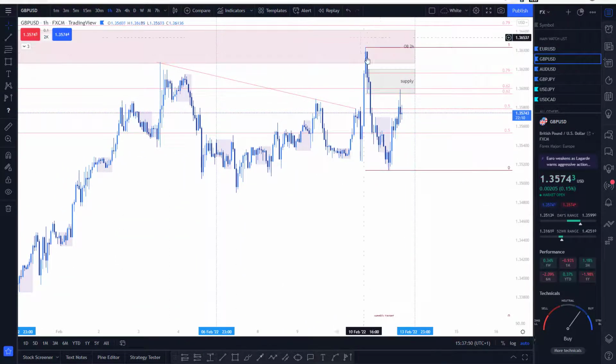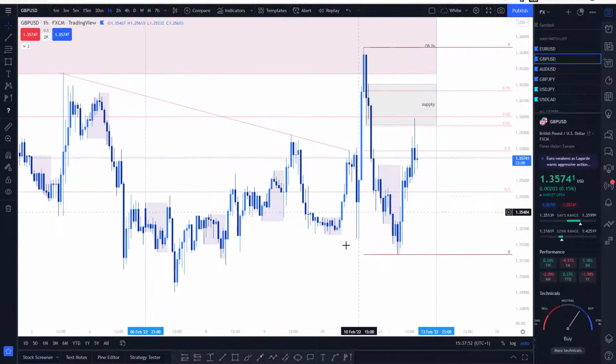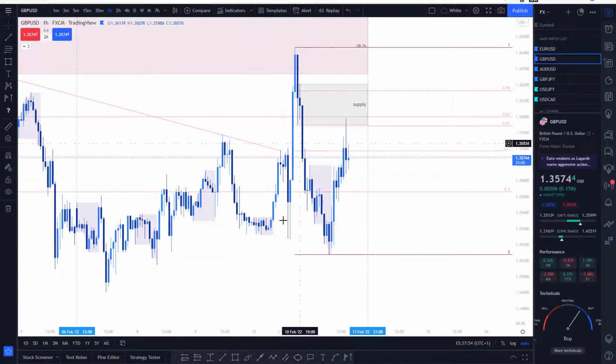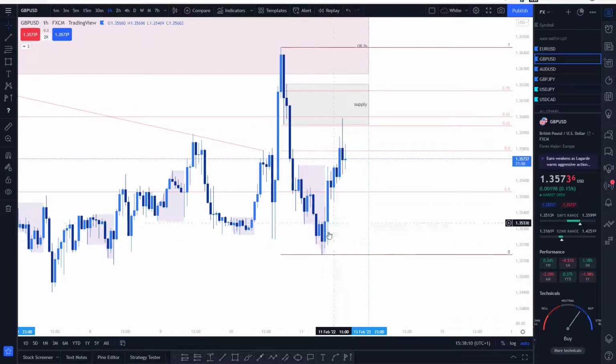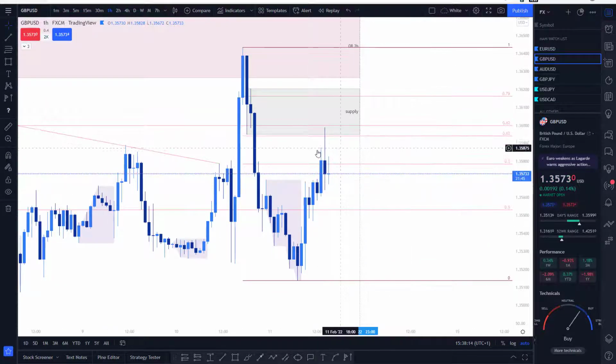It took liquidity, mitigated the 2-hour order block, and then there was a 3-hour push up and a 1, 2, 3, 4-hour push down, and during Asia it made a lower low. Then London made the pullback. The price got into its premium, and this supply zone that is more visible on the 15-minute.